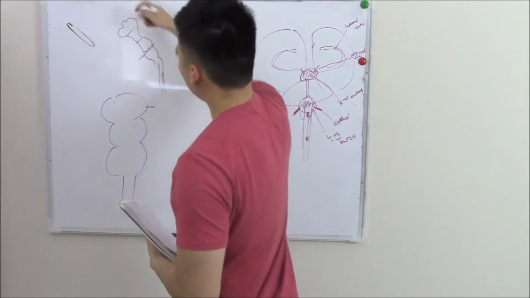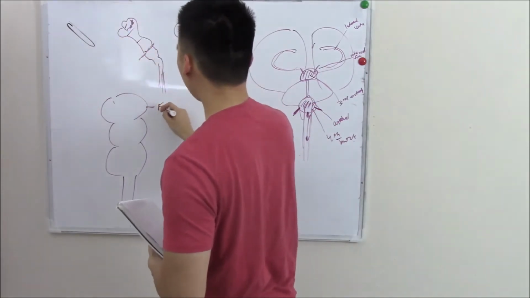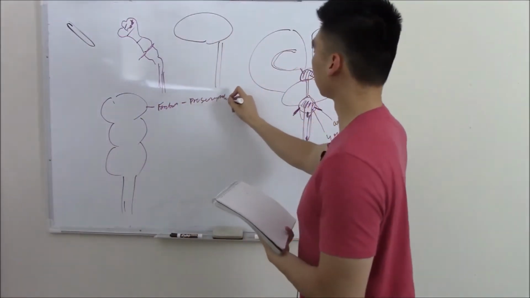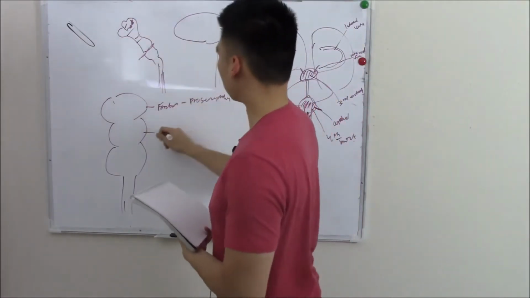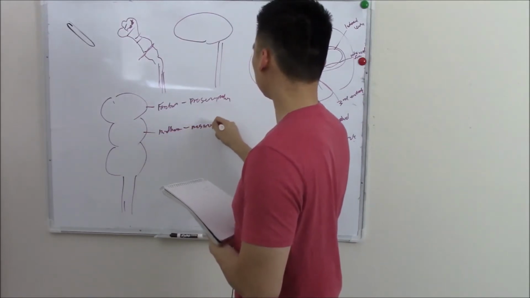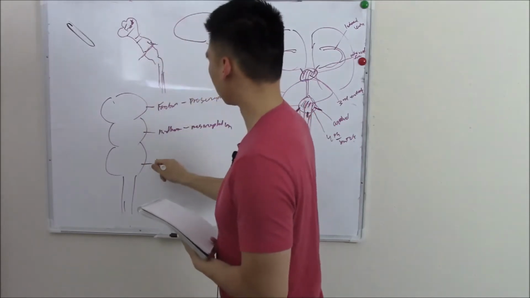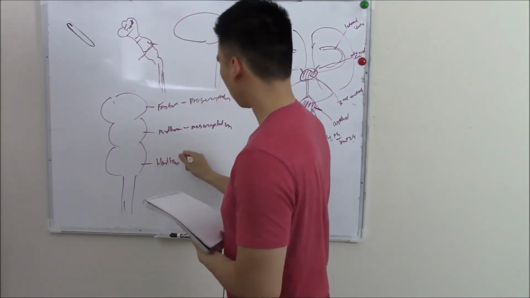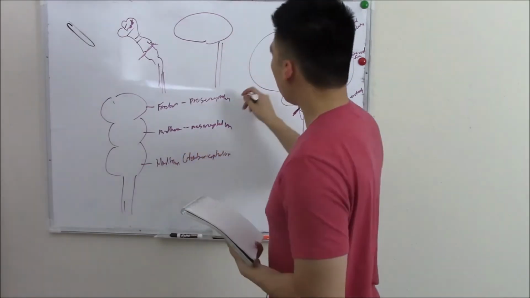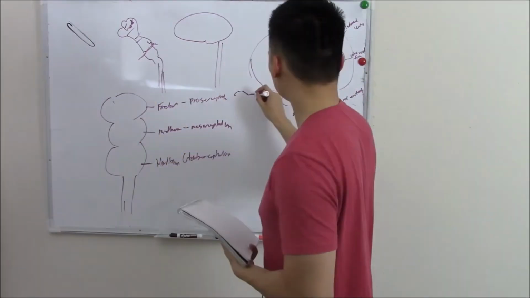The bulge in the front, or the forefront, would be your forebrain, aka your prosencephalon. And then the bulge in the middle is going to be your midbrain, or your mesencephalon. And then on the hind end, the bulge here is going to be your hindbrain, or your rhombencephalon. And we said as it grew and became more complicated, these 3 bulges would eventually become 5.